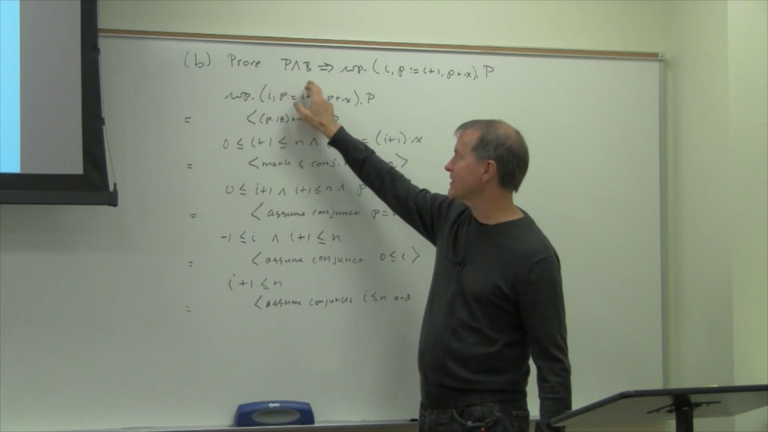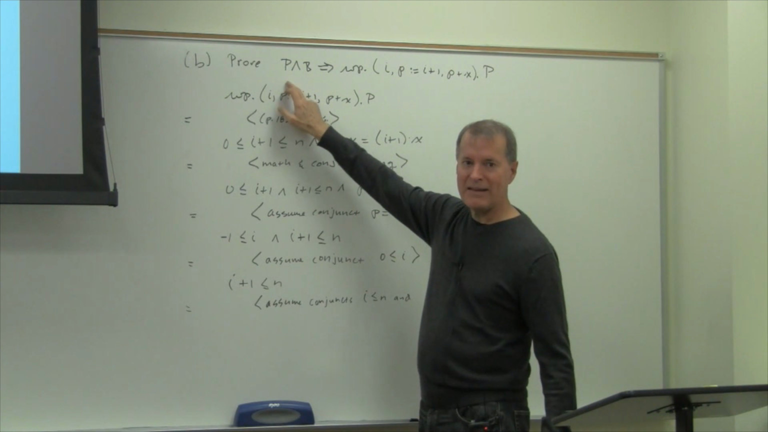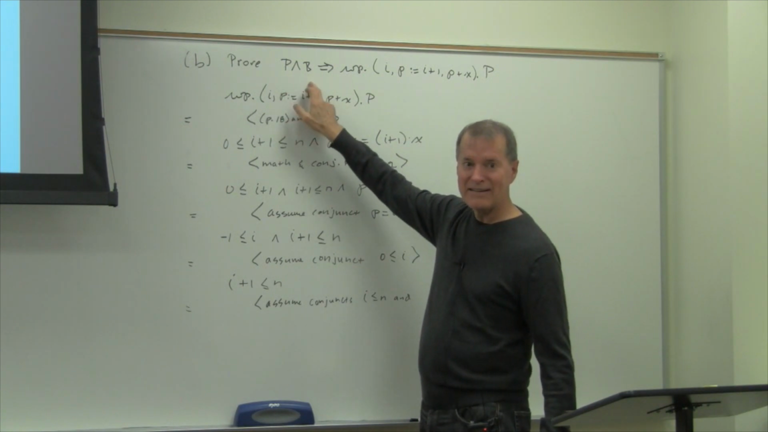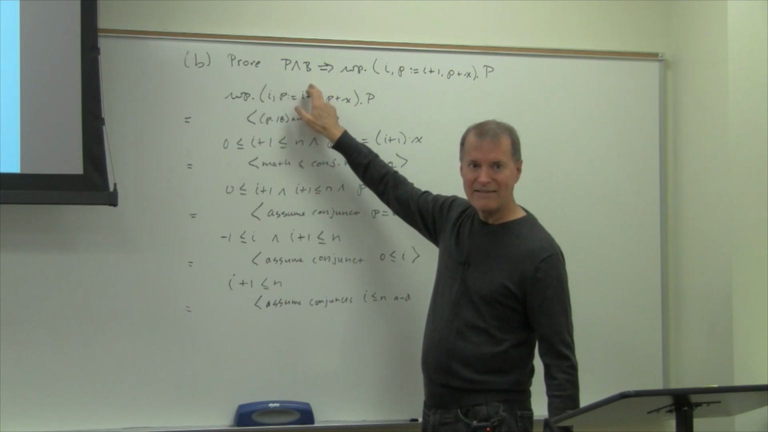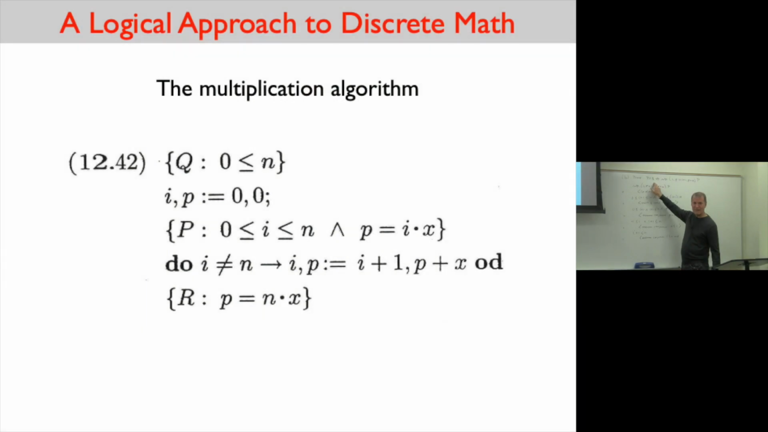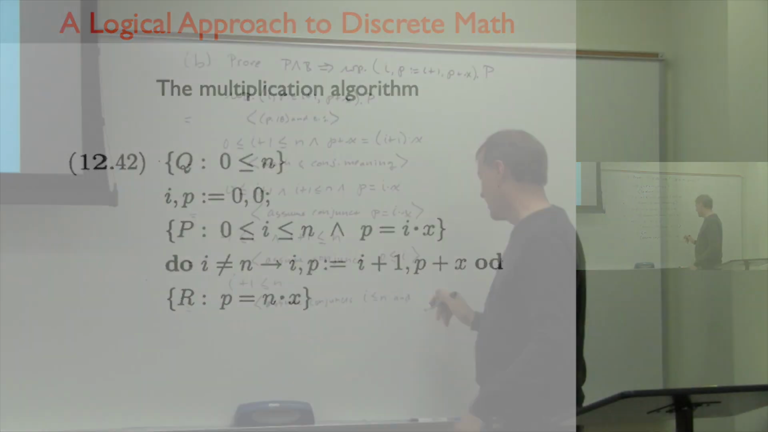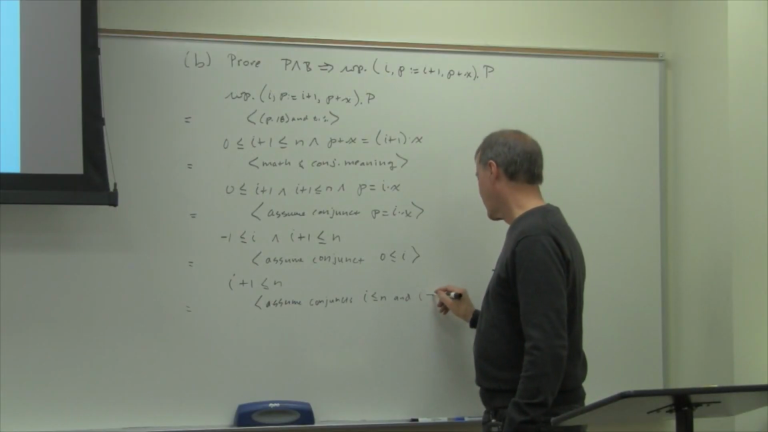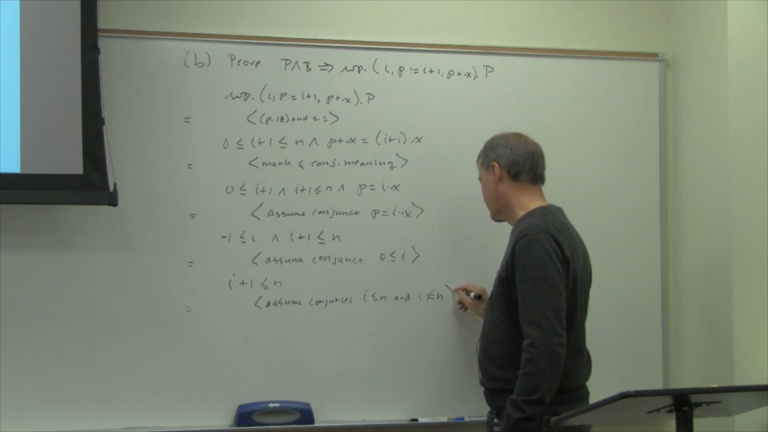We have what conjunct? See, not only do we have all of P, it's P and B. What's B? What is B? No, what does B stand for? It is the guard. B is the guard. What's the guard? Yeah. And i is not equal to n.